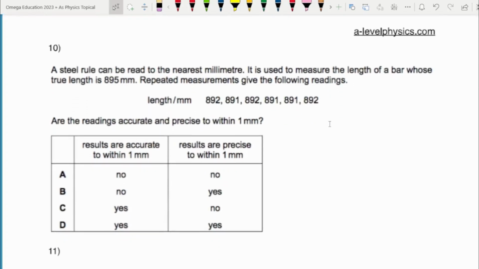Okay, let's take a look at this one. Yeah, it's just the same. These readings are not accurate, but they are precise within the given range of 1 millimeter. So not accurate but precise.